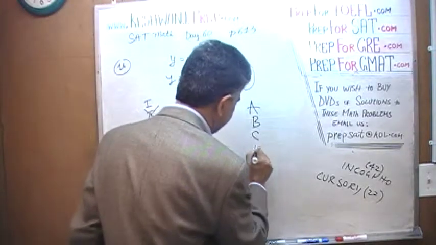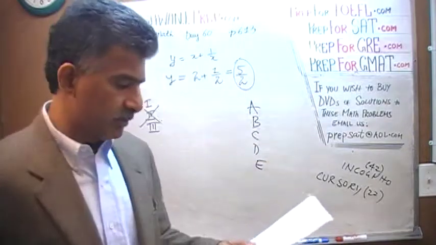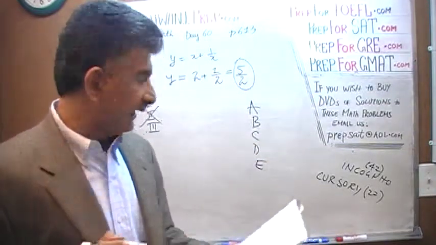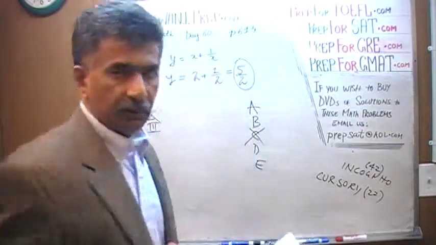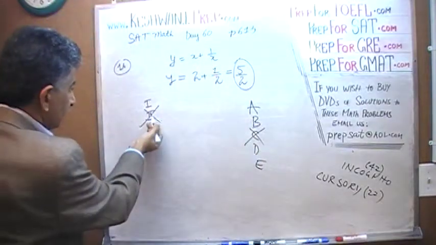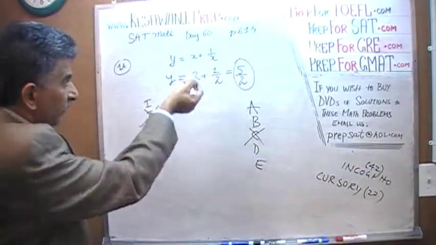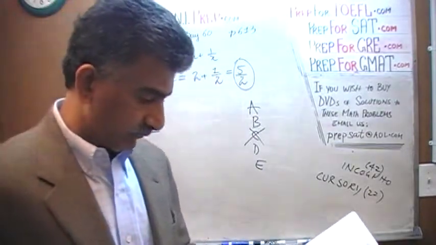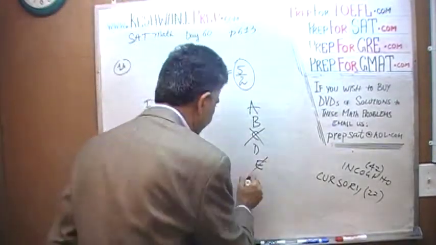A, B, C, D, and E. Do you find any answer choice which has 2 in it? C has 2 in it. C is no good because statement 2 says y is an integer. Y is 5 over 2, which is not an integer. Any other answer choice with 2 in it? E cannot be the right answer.